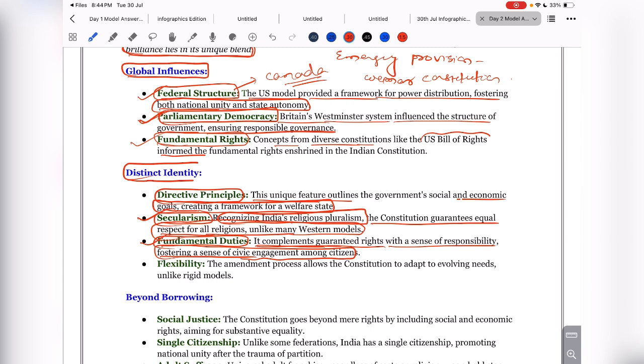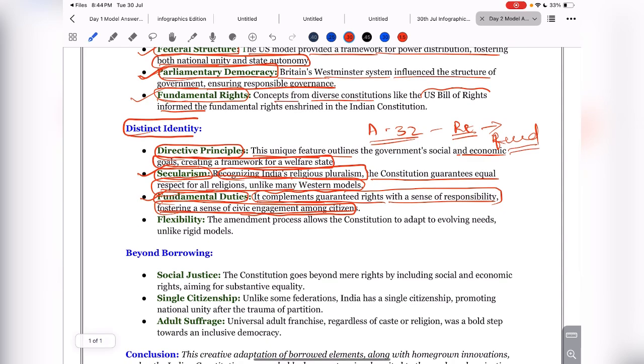And you also know that the fundamental rights are meaningless unless we follow the fundamental duties. For example, the fundamental right, Article 32, talks about the right to constitutional remedies. But at the same time, the fundamental duties talk about the protection and preservation of the constitution. So if you are not in a position to protect, preserve and respect the constitution, it is very difficult for us to get the right to constitutional remedies. So it complements the guaranteed rights with a sense of responsibility, fostering civic engagement among citizens.